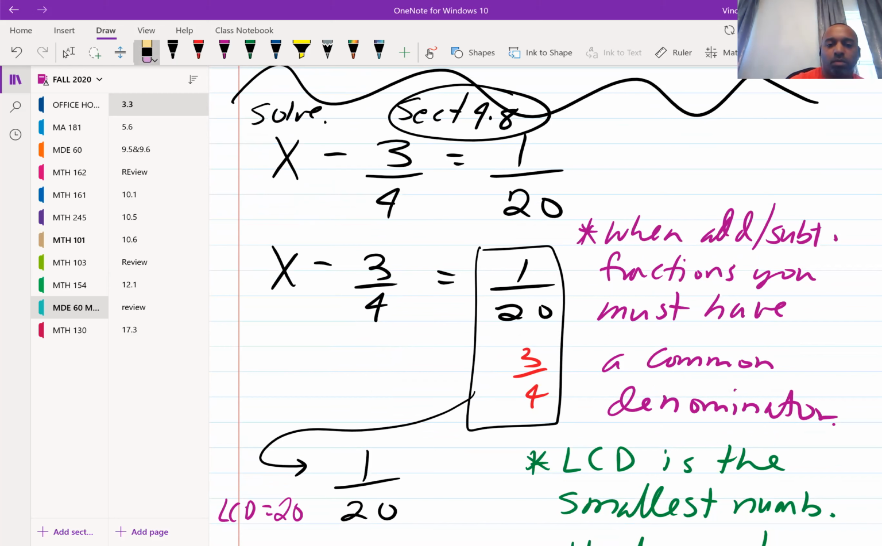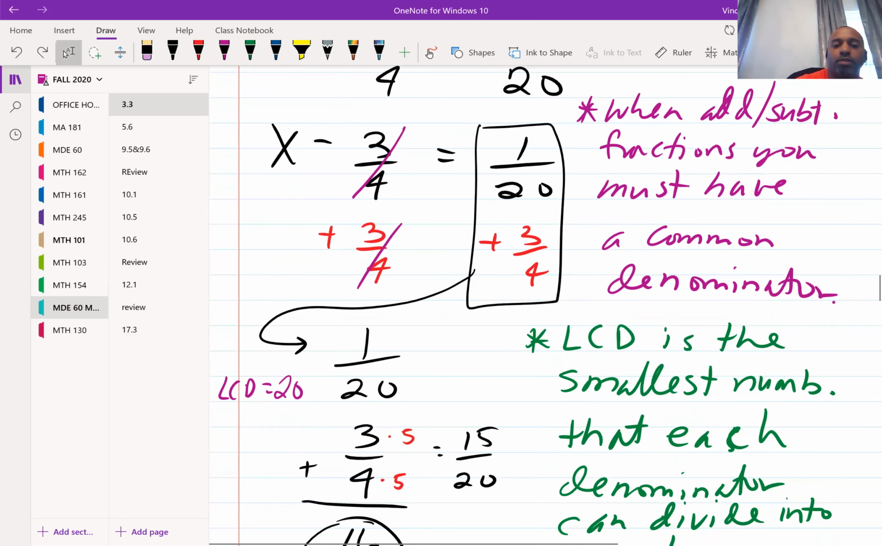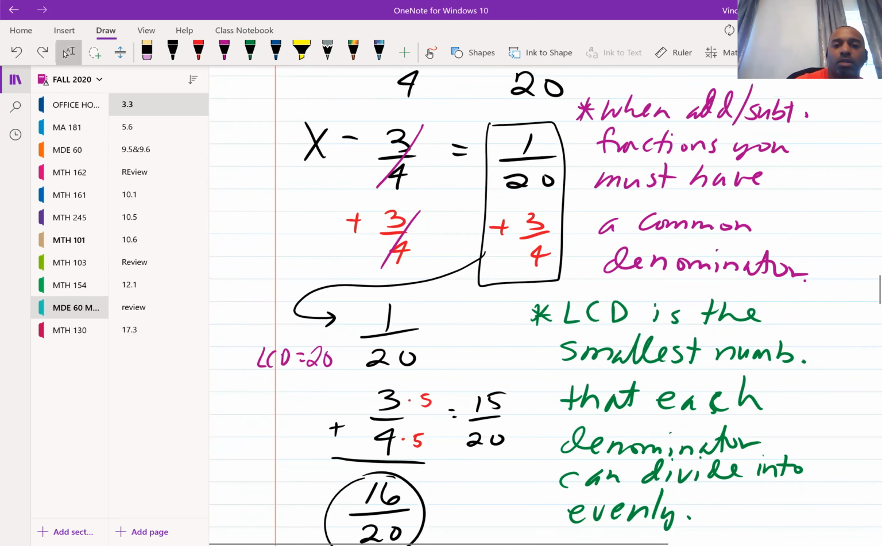And so right here in the purple, just re-emphasizing the fraction process. Whenever adding or subtracting fractions, you must have a common denominator. So don't forget that. So far we've added 3/4 to both sides. And 3/4 will cancel on the left, leave me with just x. But then I have to add 1 over 20 and 3 over 4.